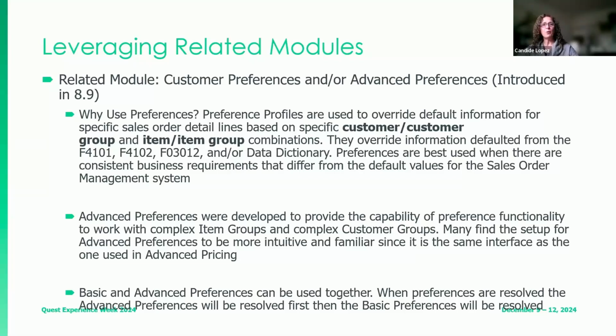But let's talk first about why we use preferences. We use them to override default information. And we do that for specific sales orders, and it's based on either specific customer or customer groups or items and item groups and the combinations thereof. So I may want to say, well, if my customer qualifies for this, and if it's this type of an item, then I want to put into PC1 a value of 2.